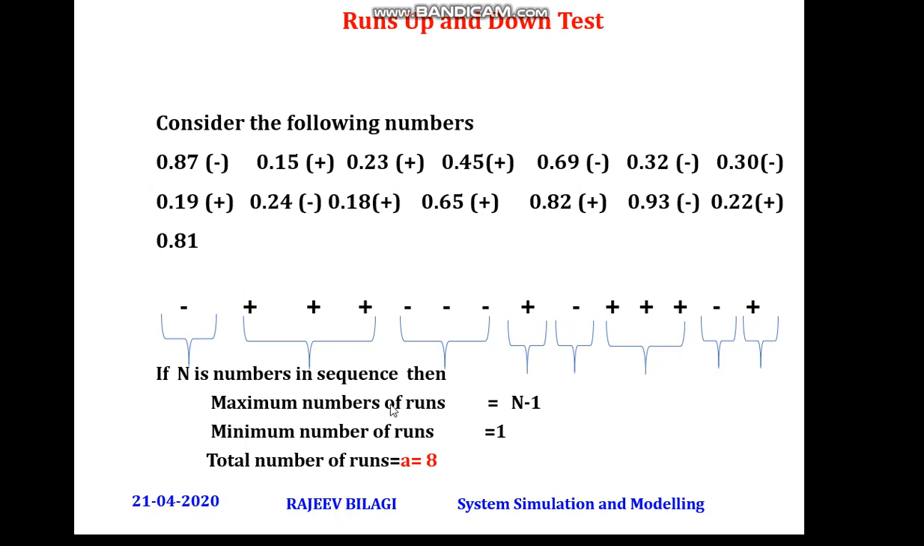Now for the maximum number of runs, how is it n minus 1? If you look, all these numbers are completely different. So what is happening here? Totally, the last number will not have a sign. The minimum number of runs is only 1.